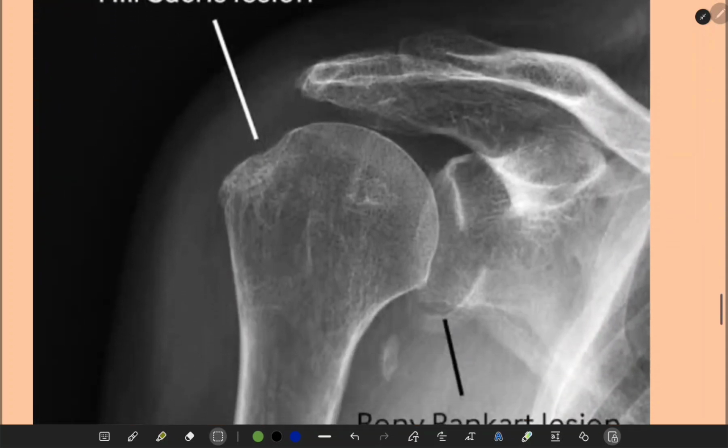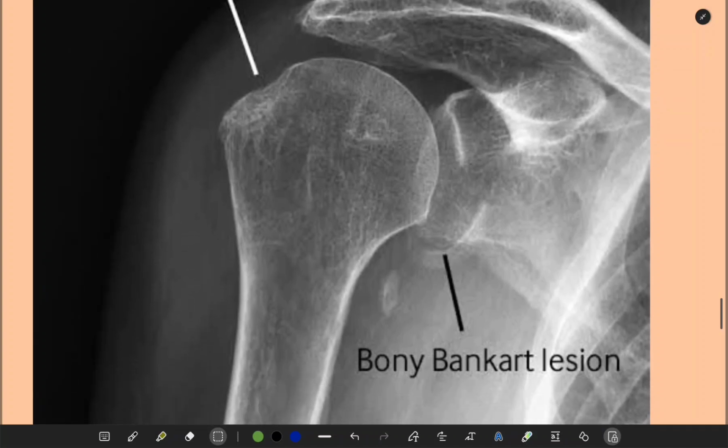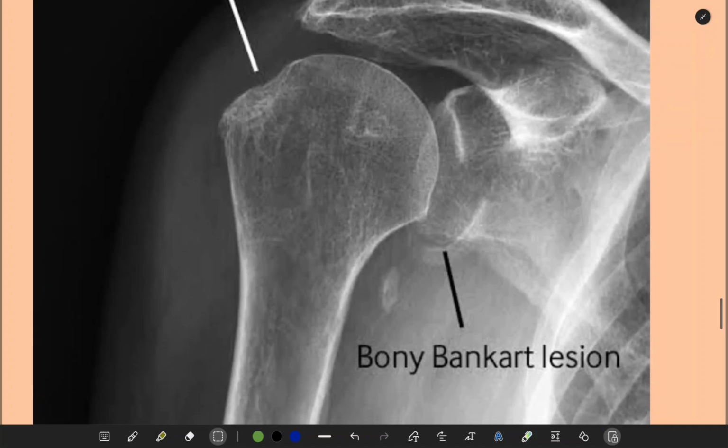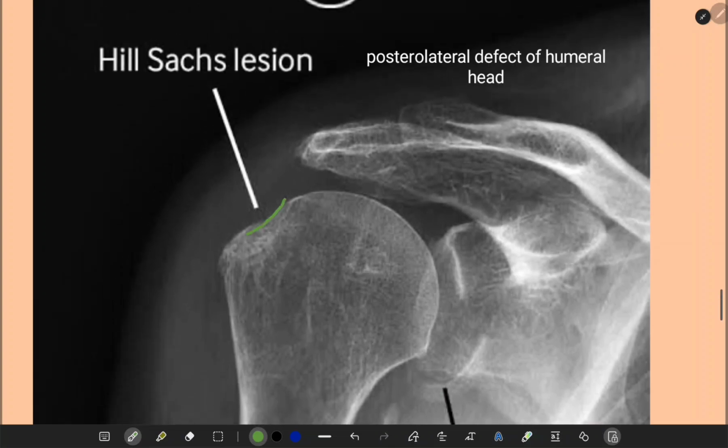So this is an X-ray which shows both the Hill-Sachs as well as the Bankart's. Bankart's can either be a simple labral tear or it can also cause the avulsion of the bony part of the scapula. If it is visible in the X-ray, then it is called a bony Bankart. Here you can see that there is an avulsion of the anteroinferior glenoid cavity or the glenoid rim along with the labrum. And here you can see that there is a defect in the head which is formed during shoulder dislocation, and this is called the Hill-Sachs lesion.